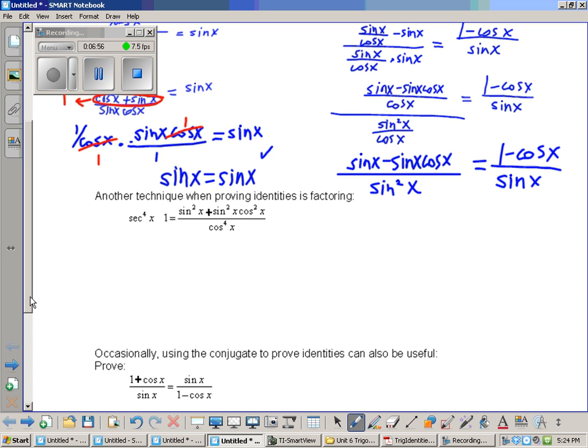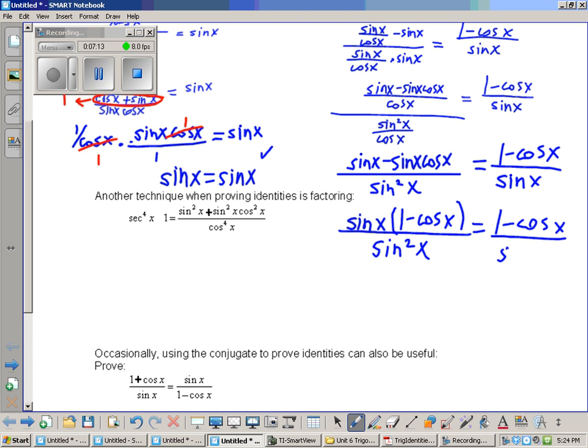Now, take a look here. These are two terms. They both have sine x in common, so I can factor sine x out. And in the denominator, I have sine squared x. Pay attention to the fact that I'm continuing to bring the right side down. You have to do the same thing.